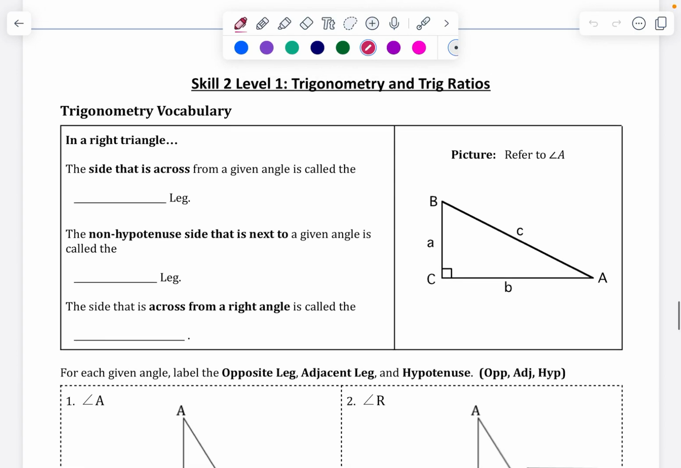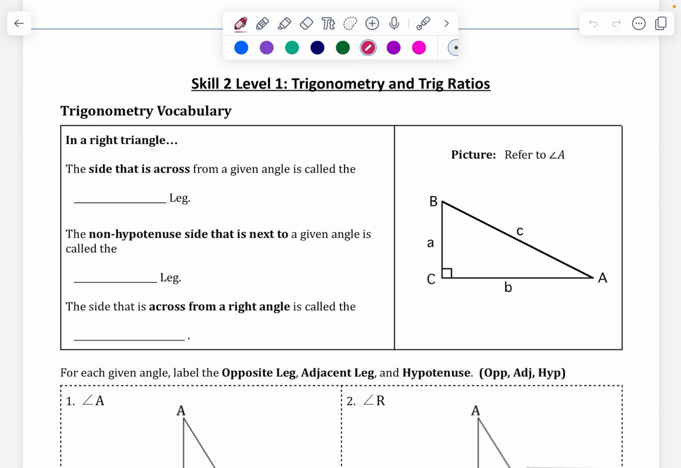All right, last part. We're going to talk about trigonometry and trig ratios. Trigonometry is a huge word, so let's break it down. Trigonometry. Put it all together. Trigonometry. Okay, so we're going to talk about what the heck trig is, and we'll talk about solving using our trig ratios.